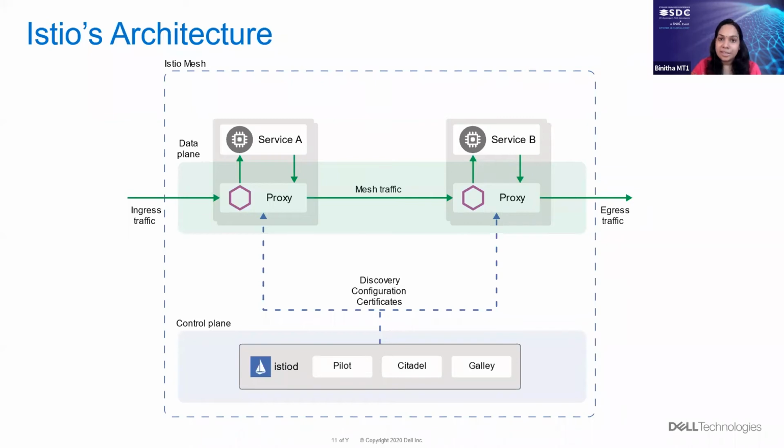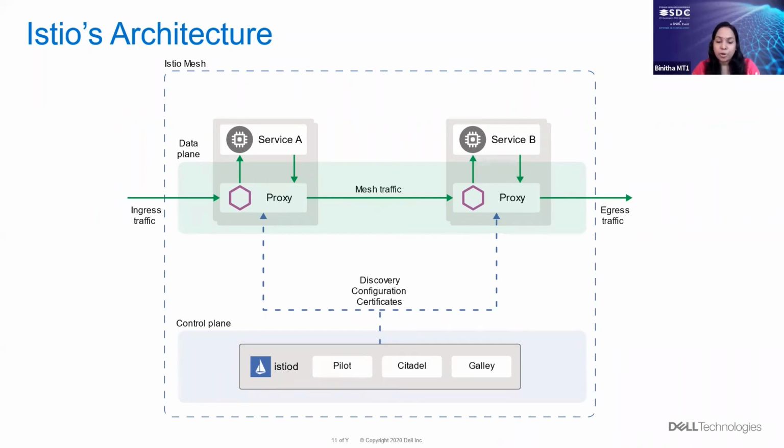So this service along with your proxy is called a pod. And this collection of all these pods, where each pod has a service along with its proxy, is called the data plane, which you see here. Okay, so one portion of the Istio service mesh is the data plane. The second half is called the control plane, which is basically for configuring and managing the service mesh.